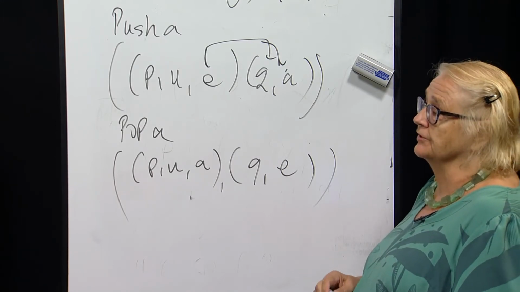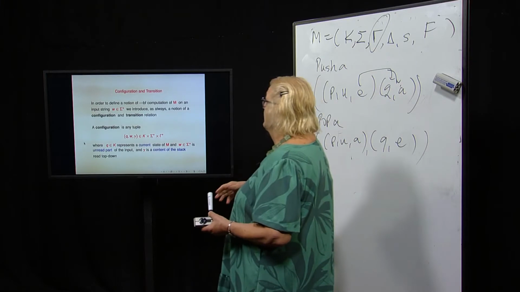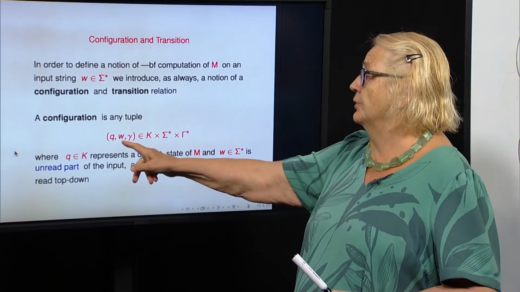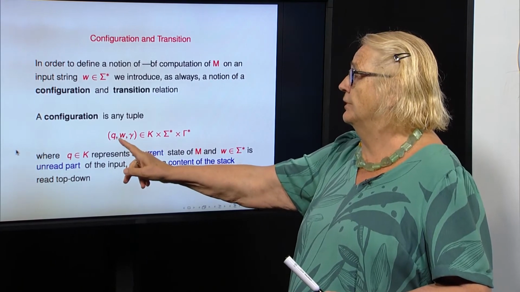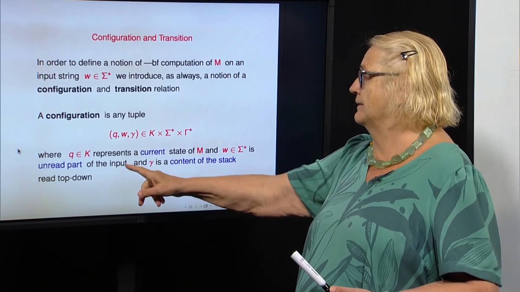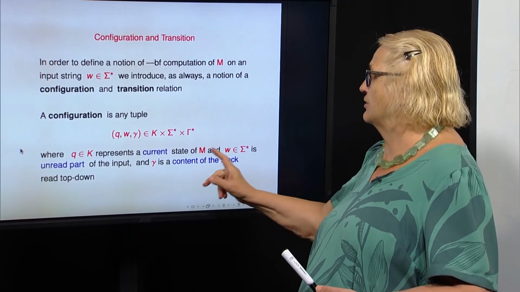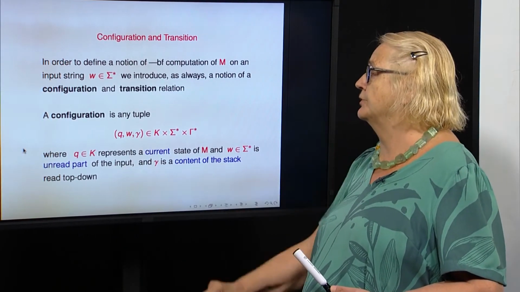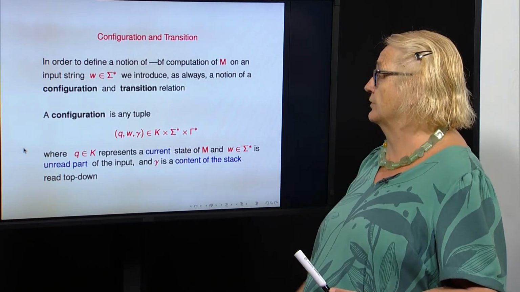And a configuration is of course (Q, w, γ), where Q represents the current state of M, w is the unread part of the input, and gamma is the content of the stack.